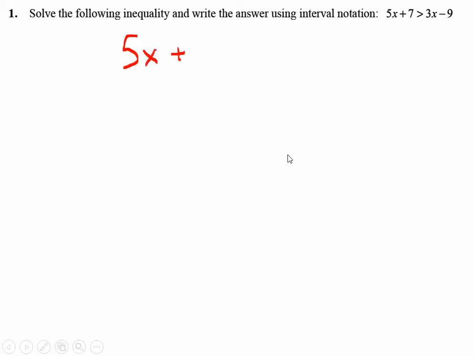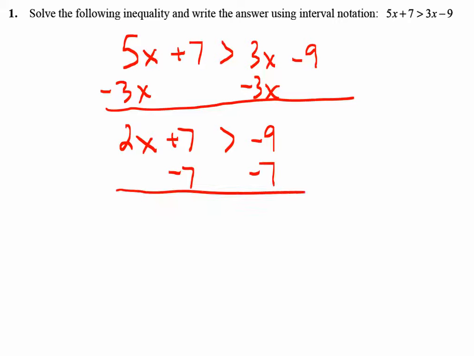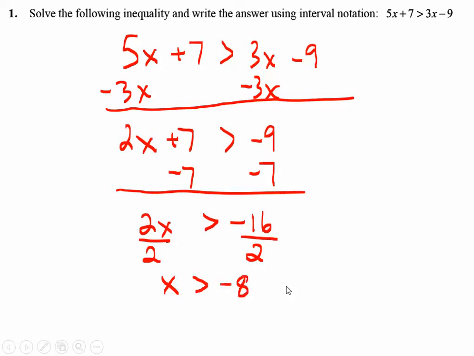Let me rewrite it because I don't like the way it's all the way over there in the corner. At this point, just like in equations, we're trying to get x by itself on one side. So subtract the 3x, that's going to be 2x plus 7 greater than negative 9. How about subtract 7 from both sides? Then again, this is the addition property, right? I can add or subtract any number, still keep it the same. That'd be negative 16. How about divide by 2? And this division is the same thing as the multiplication property, right? Technically, we're multiplying by 1/2 here, multiplying by 1/2 here, and how about x is greater than negative 8?